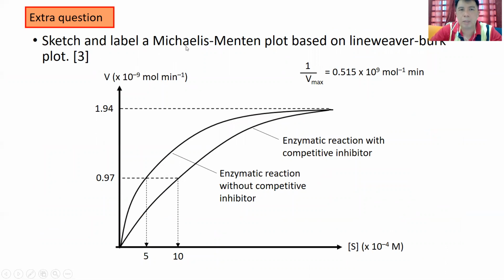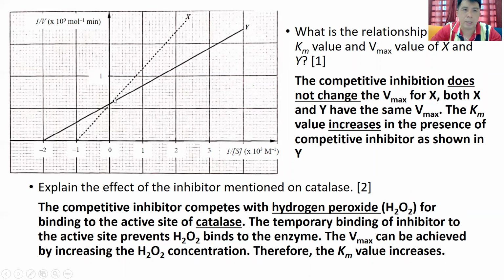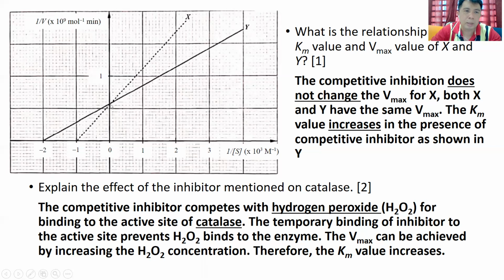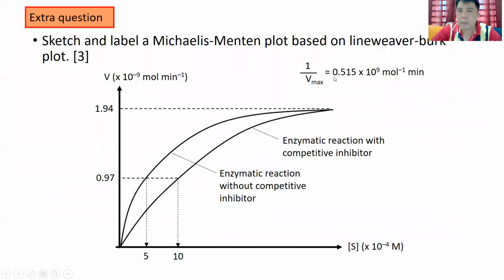sketch and label a Michaelis Menten plot based on the Lineweaver-Burk plot. So based on this plot, they ask you to sketch this Michaelis Menten plot. You just get the Vmax, like the Vmax here. So we get 1 over Vmax is this one. Then you get the Vmax will be 1.94. Then you get the 0.97.